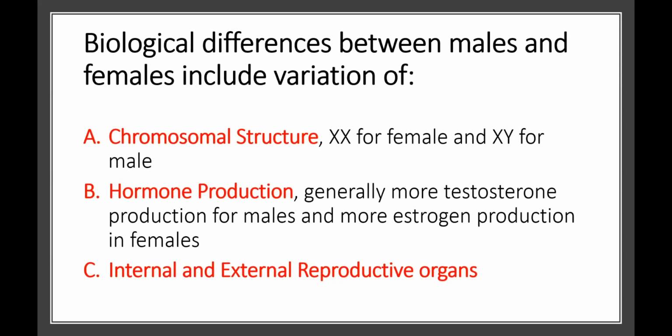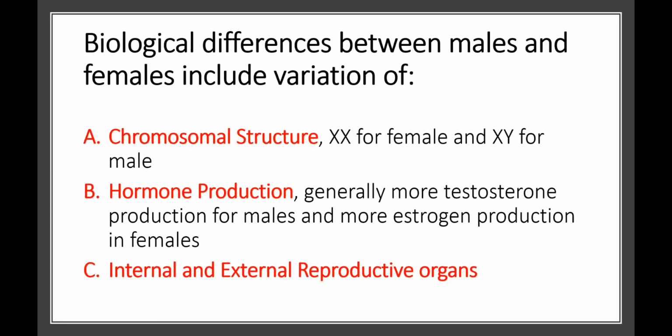What are the examples under testosterone production for males? When they become teenagers, their voice tends to deepen, and of course, they will have an Adam's apple. Next, for estrogen production in females, an example is that they are going to have bigger hips, and they will also have a curvy body.